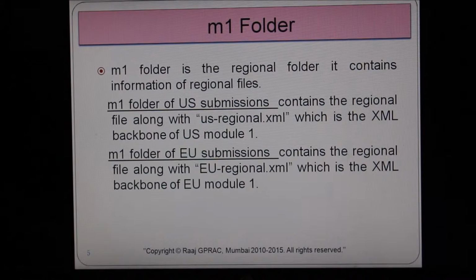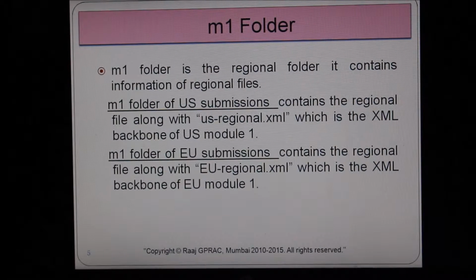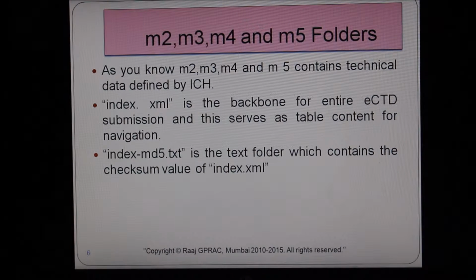Module 1 folder of a US submission contains the regional file along with the US regional XML, which is the XML backbone of US Module 1. Module 1 folder of a European submission contains the regional file along with the EU regional.xml, which is the XML backbone of European Module 1. Module 2, Module 3, Module 4 and 5 contain technical data as defined by ICH.